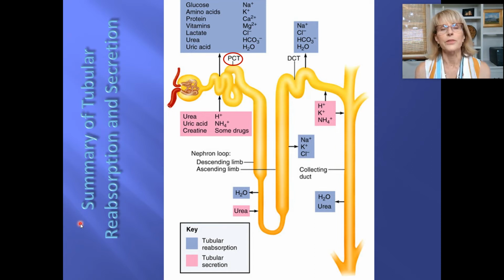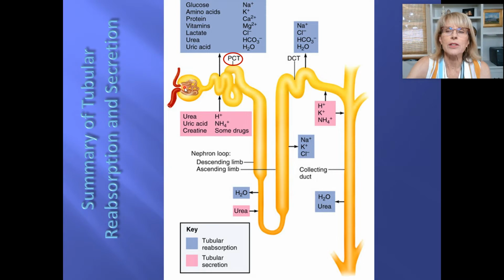Well, at the end of the last video, we learned the concept of transport maximum, and we used the analogy of Lucy and Ethel at the candy factory as our analogy. But let's do one more overview for the nephron itself. All right, so pay attention.